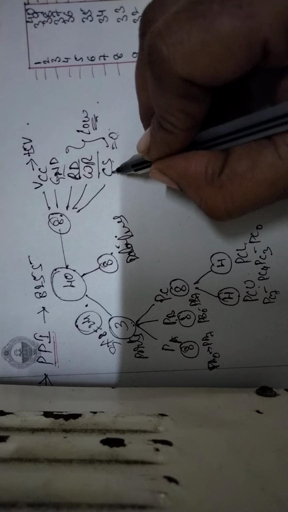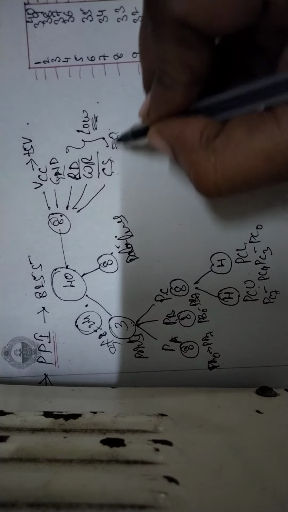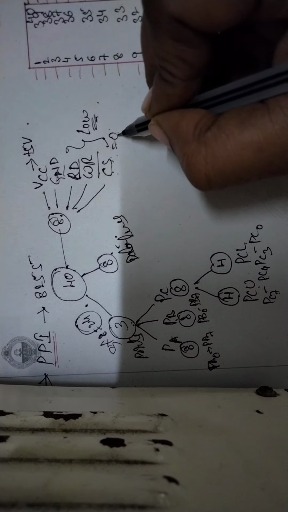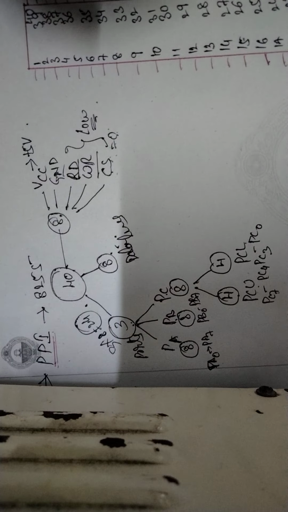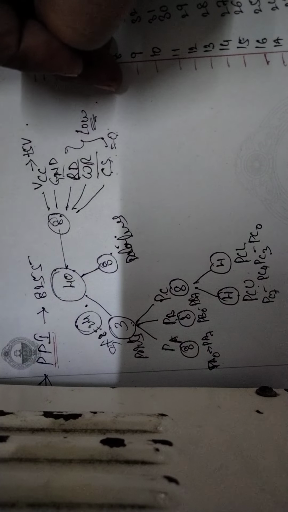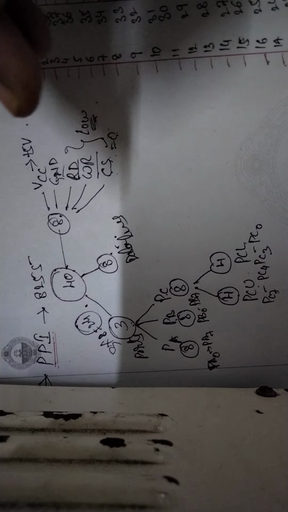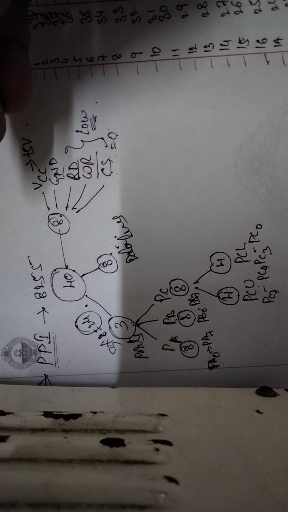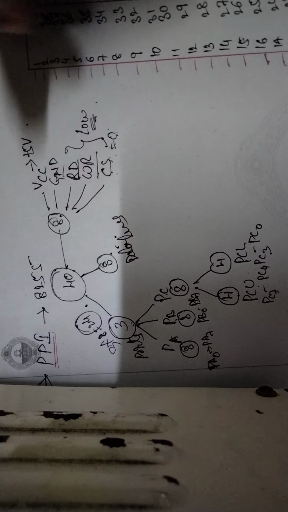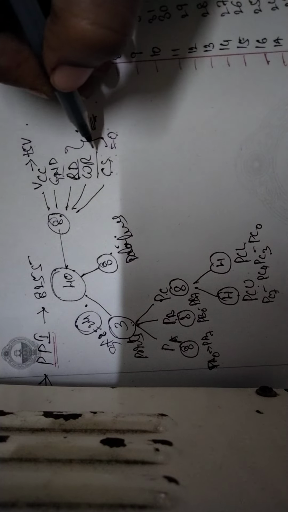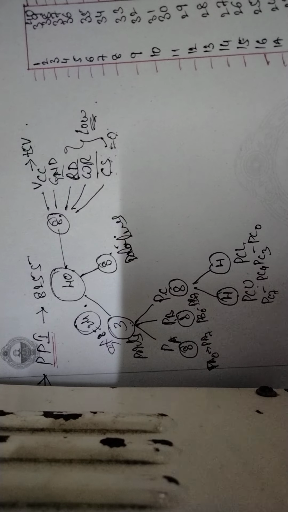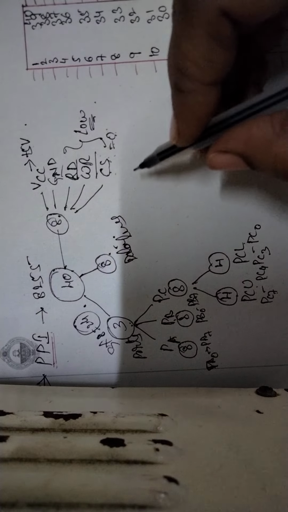CS is nothing but chip select. Whenever this pin is equal to 0, that is low, only then will the 8255 be in active mode, ready to transmit or receive data. It is used for establishing the connection between the processor or controller and the peripherals. Okay, and the read and write operations: write data into the peripherals and read data from the port or peripherals.